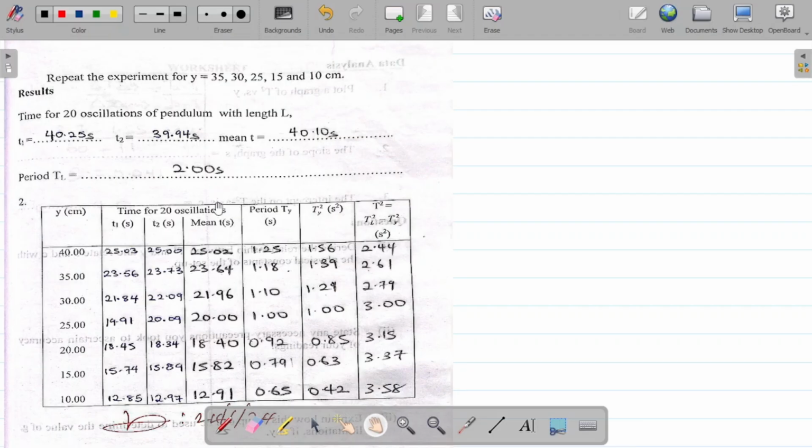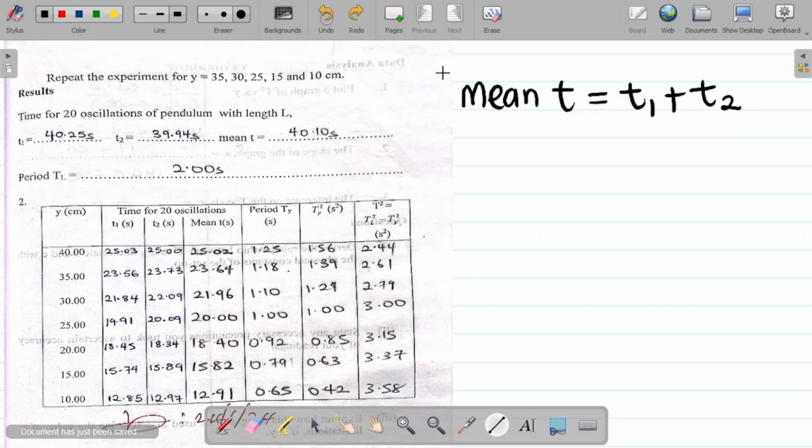To get the value in this column, your mean T value, the mean T is usually equal to T1 plus T2 divided by 2. So divide this by 2 to get the value of your mean T. Let's start with the first one here. To get this first value, what you do is as simple as this first one, T1, plus this one here.